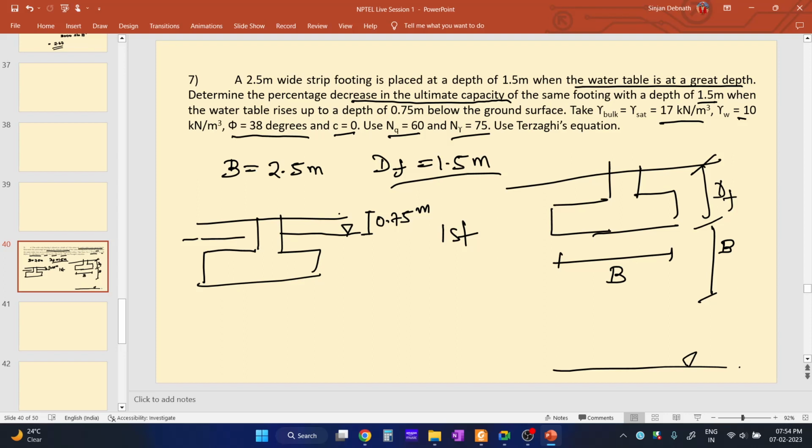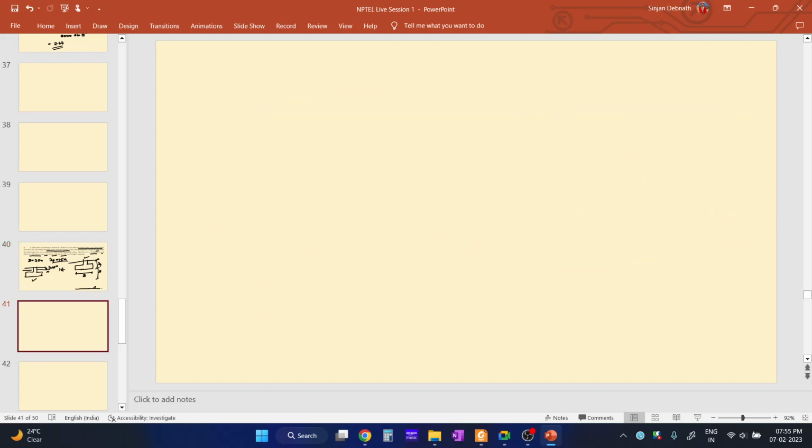First of all, I need to determine the ultimate bearing capacity for this condition. After that, we need to determine the ultimate bearing capacity for the condition when the water table rose up over here and is at a depth of 0.75 below the ground surface. And after that, we can find out the percentage change. How will we do it? In the first case, the water table was at a great depth, so there will be no effect of the water table on the bearing capacity of the footing. So the first case is the dry case.